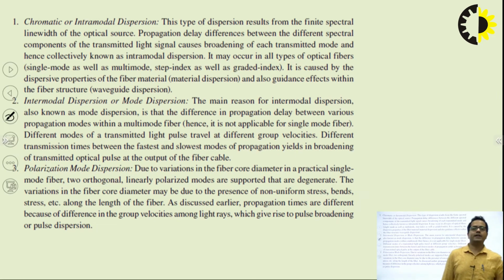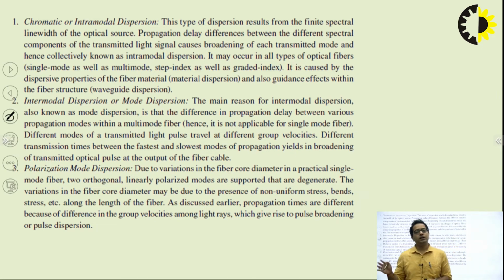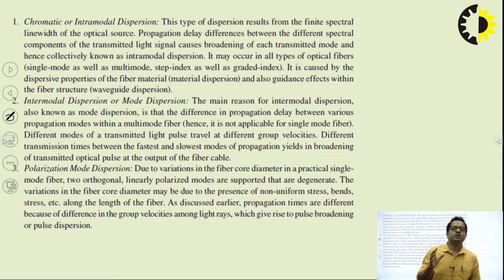So these are the three different types of dispersion occurring in the fiber: intramodal, intermodal and polarization mode dispersion. Intermodal dispersion occurs in the multimode fiber. Intramodal dispersion occurs in the single mode as well as in the multimode, in the step index or in the graded index. Everywhere you will have intramodal dispersion, and intramodal dispersion is basically a combination of two different dispersions, called waveguide dispersion as well as material dispersion.